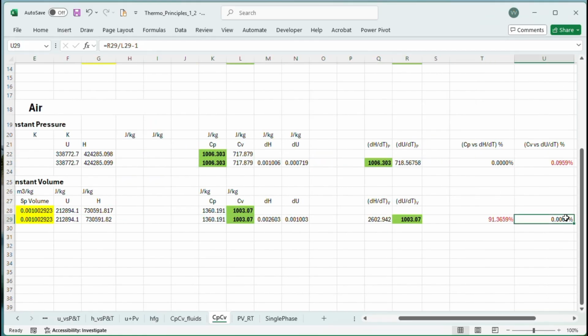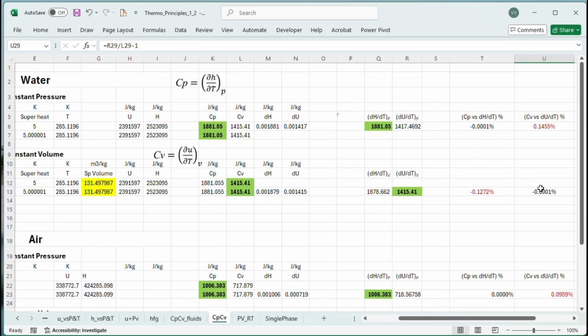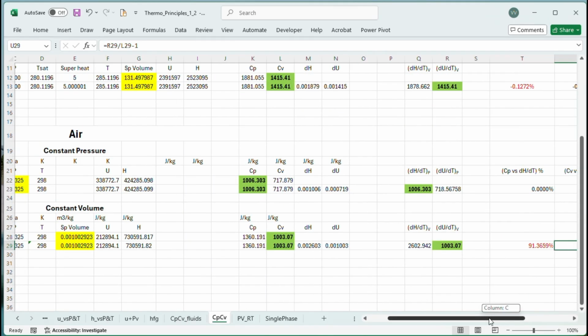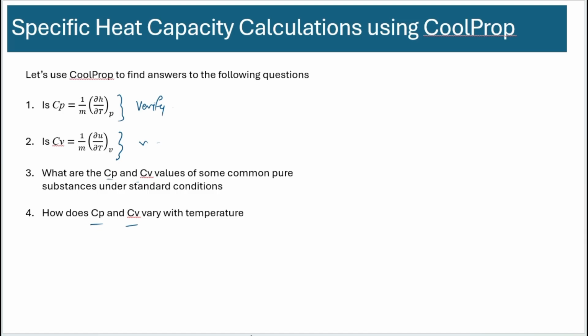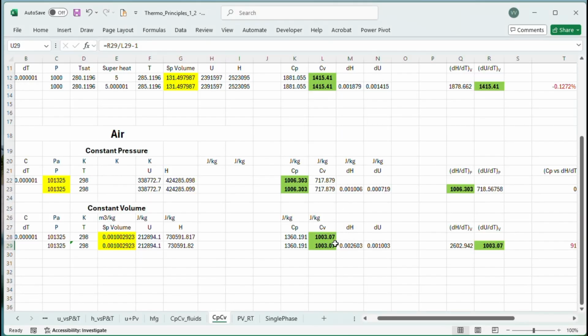0% error. So what this means is we have verified these two relationships to be correct using the CoolProp calculations. And we also looked at these two conditions. Now we have to look at the variation of CP and CV with temperature.